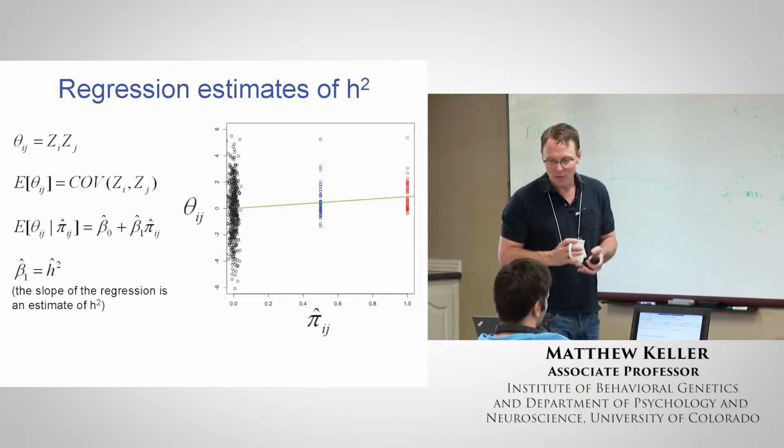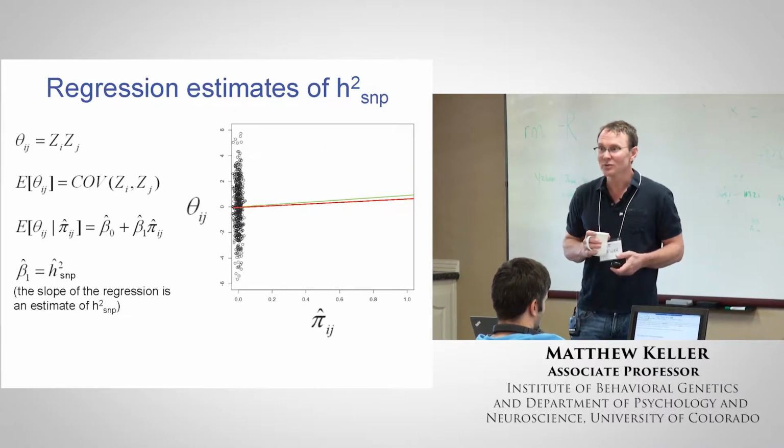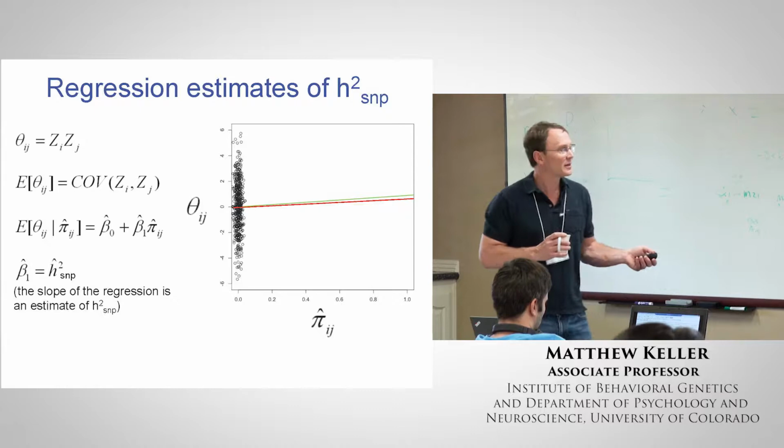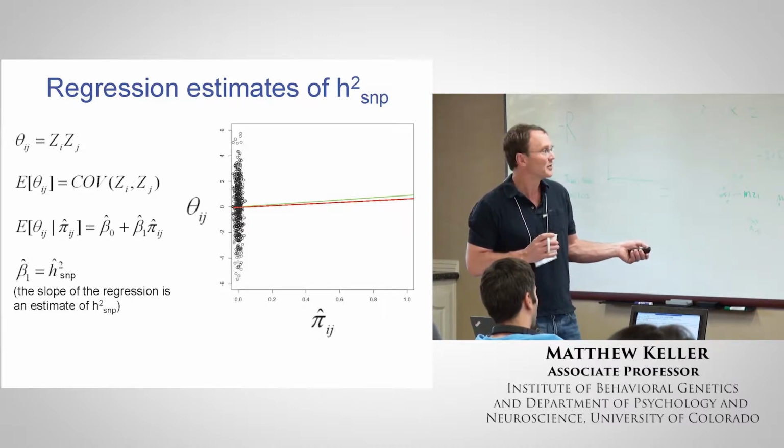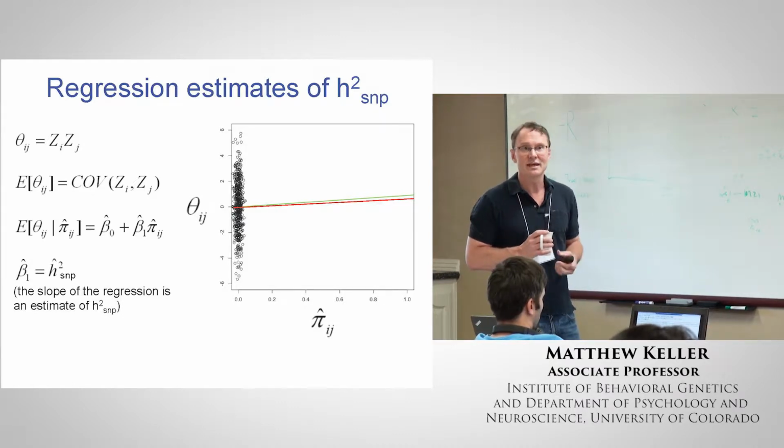But with GREML, what we do is we remove the related individuals and we only use the unrelated individuals. Now the slope is not going to be identical to the slope we got before, for reasons that will become apparent as we talk, but you're still getting an estimate of the heritability. This is called an estimate of the SNP heritability. That's why I've changed this down here. And we're using unrelated individuals to get that estimate.